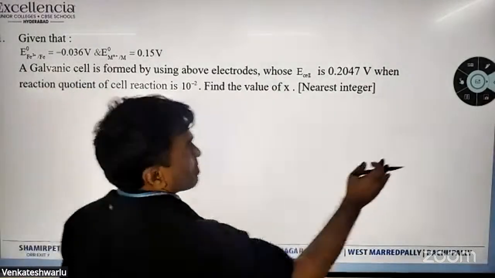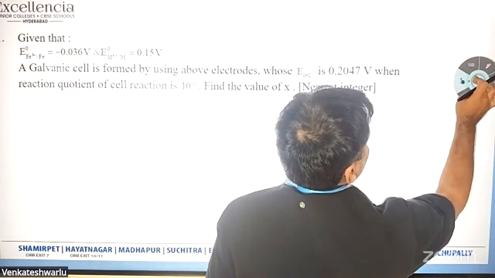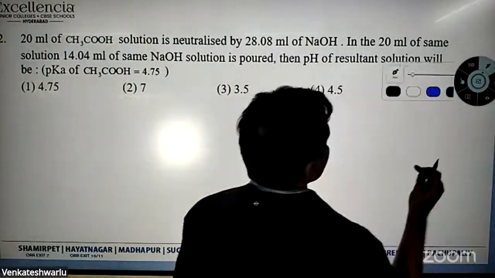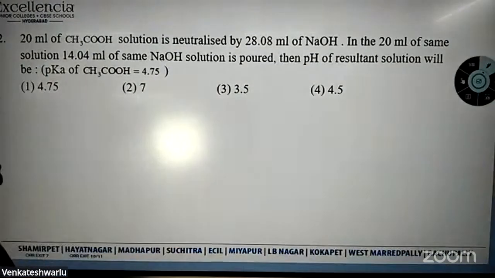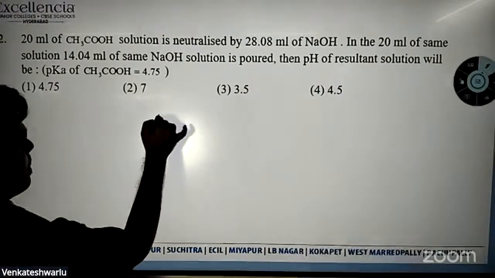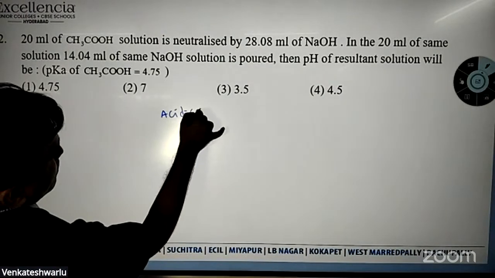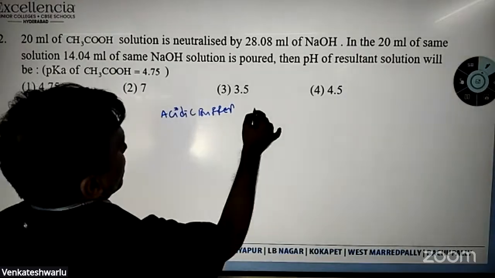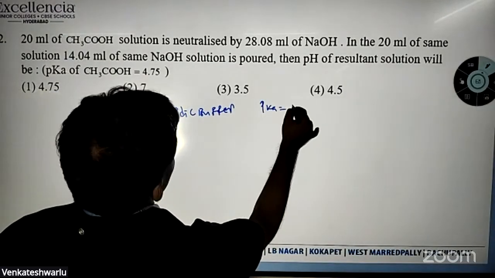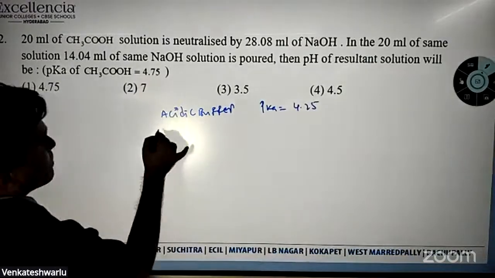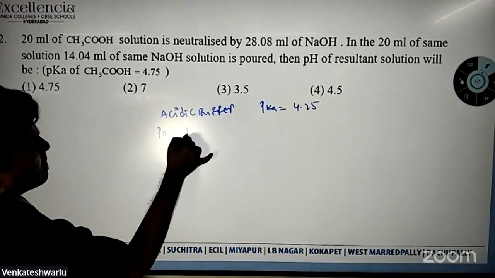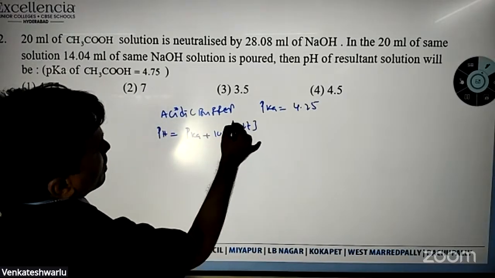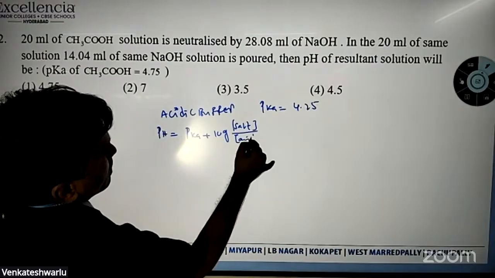Now let us move to the second question. This question is related to an acidic buffer, and pKa is given here. The pKa value is 4.75. We know the formula: pH is equal to pKa plus log of salt concentration by acid concentration.